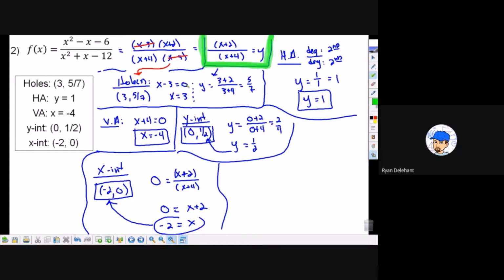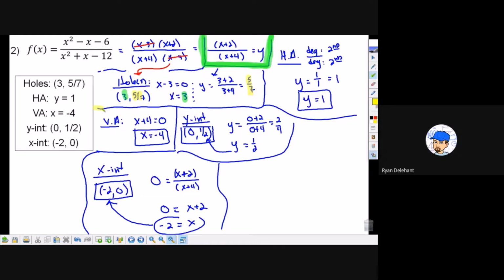So we take the x minus 3, set it equal to 0. It tells me that the x value of my hole is 3. Now to find the y value, we take what's left, we plug the 3 in where we see an x. So the y for this is going to be 3 plus 2 divided by 3 plus 4. 3 plus 2 is 5 over 7. 5/7 is the y position for that hole.